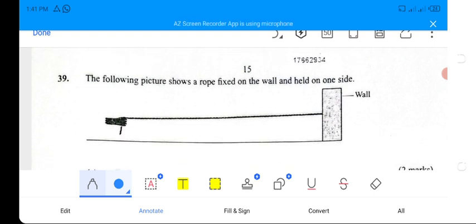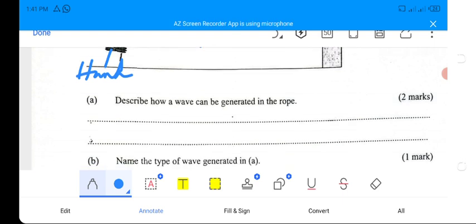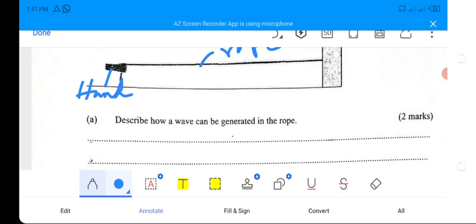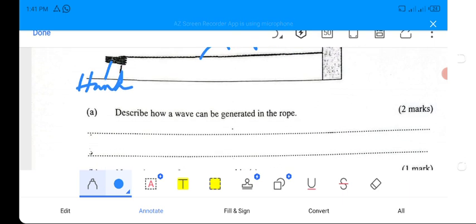So the picture below shows a rope fixed on one end of the wall and held on one side. As you can see, this is a hand. Of course, this is a hole and this is a rope. Describe how a wave can be generated in the rope. For you to generate the wave in the rope, first of all, when the rope is loosely held, then moved up and down periodically, a transverse wave is created.